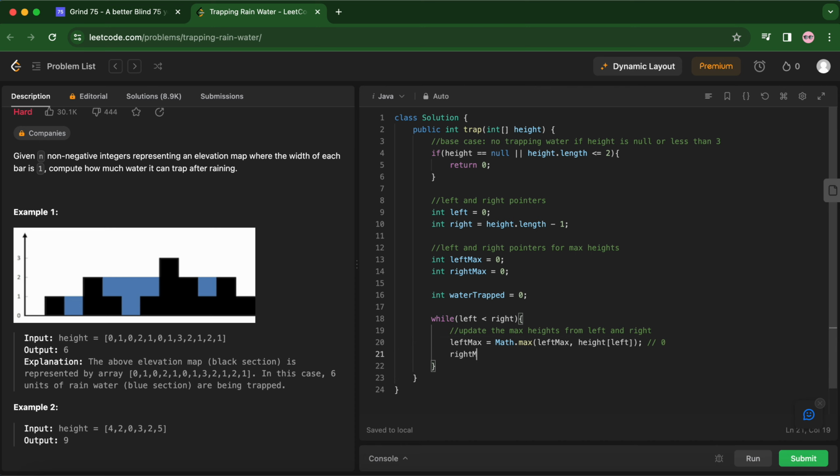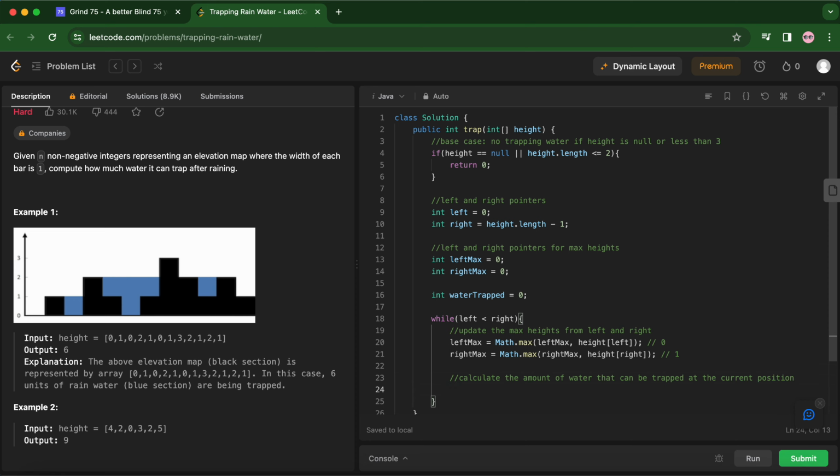Similarly, rightMax is equal to Math.max of rightMax and height[right]. That's it. Now rightMax was initially 0, but height[right] is 1, so its initial value would be 1. Now we'll calculate how much amount of water we can trap at the current position.